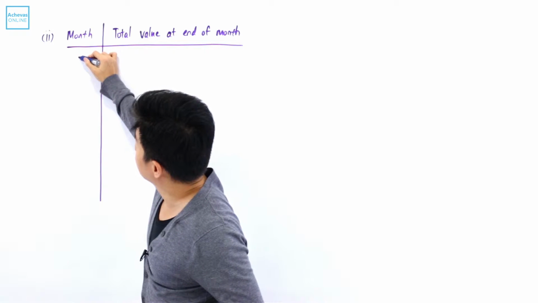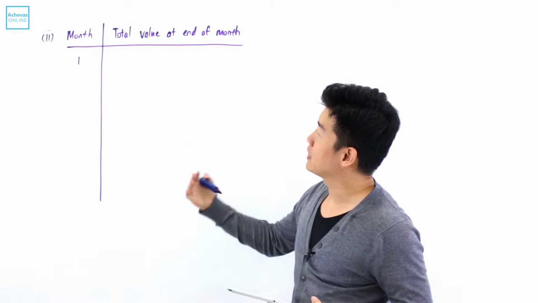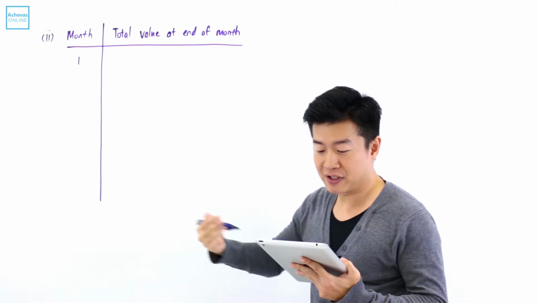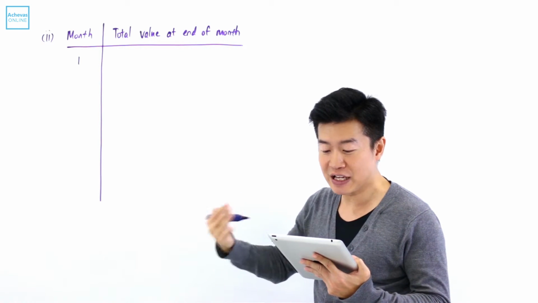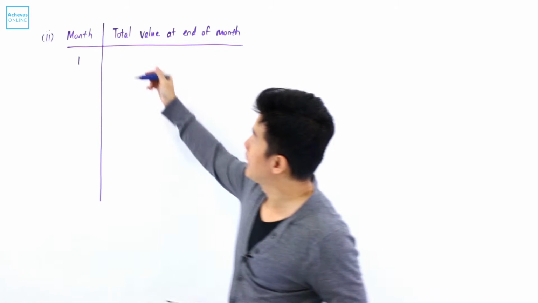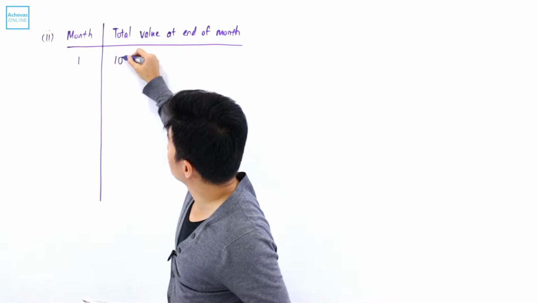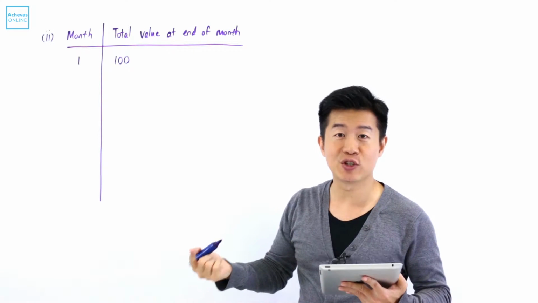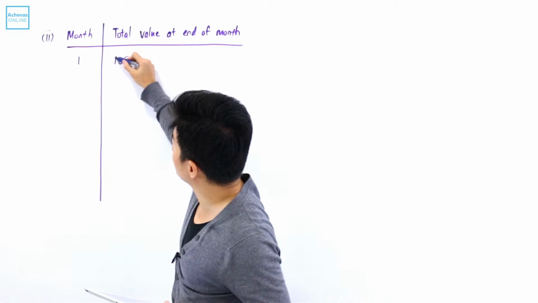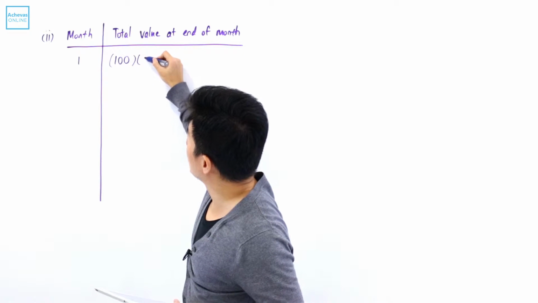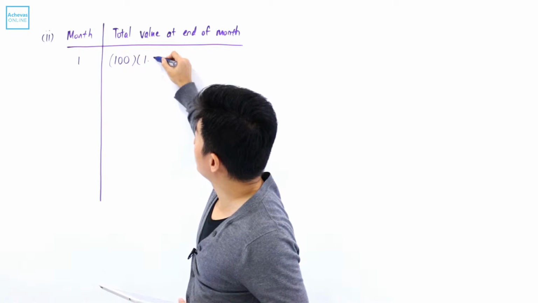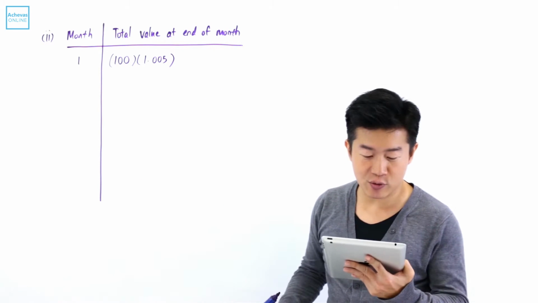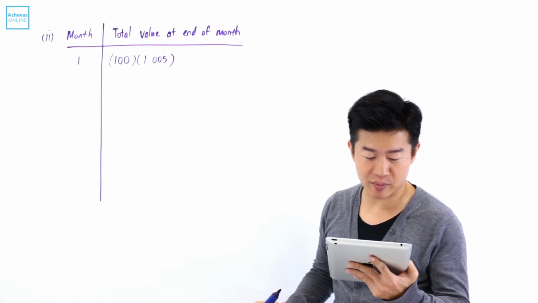What we want to look at is, at the end of every month, what is the total value that is going to be in Mr. B's account after the interest is given to him. In the beginning of the month, he is going to put in $100. By the end of the month, 0.5% interest is going to be given. So the money is going to grow from 100 to 100 multiplied by 1.005, because it is a 0.5% interest.